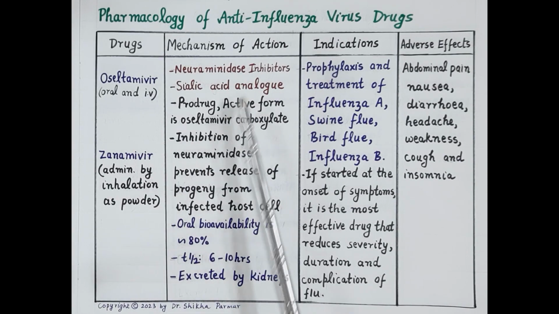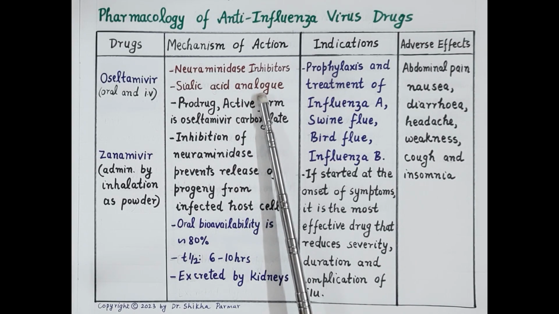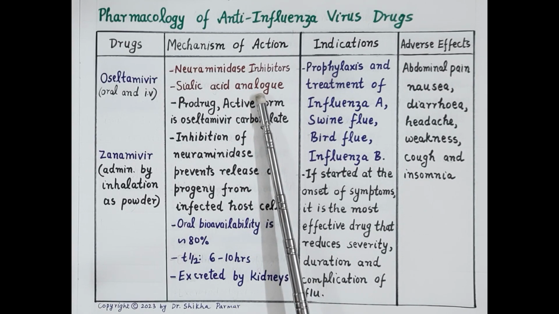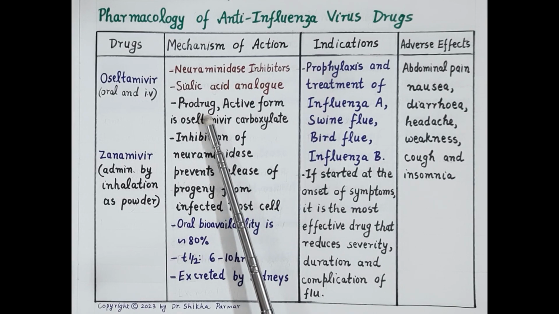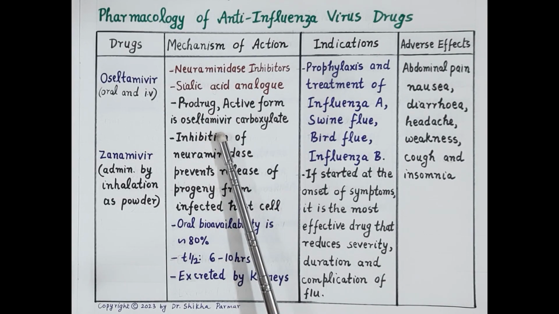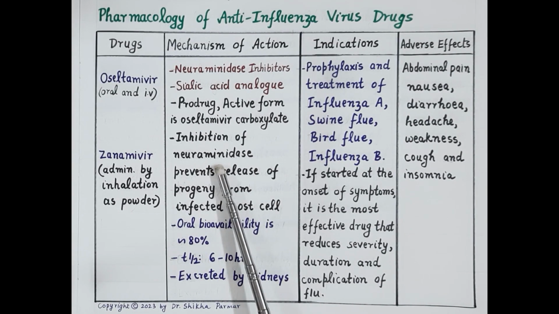Now, oseltamivir is a neuraminidase inhibitor. Now, it is a sialic acid analog. That means its structure is similar to sialic acid residues which are found on the surface of the host cell. Now, it is a prodrug. Its active form is oseltamivir carboxylate that inhibits the influenza virus neuraminidase enzyme.